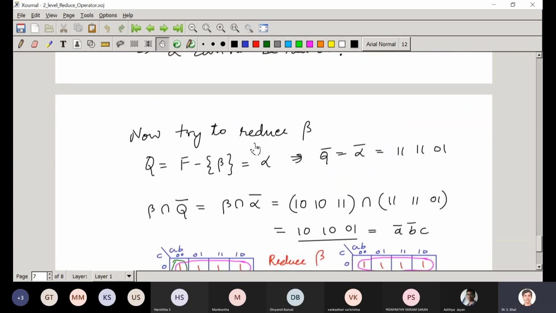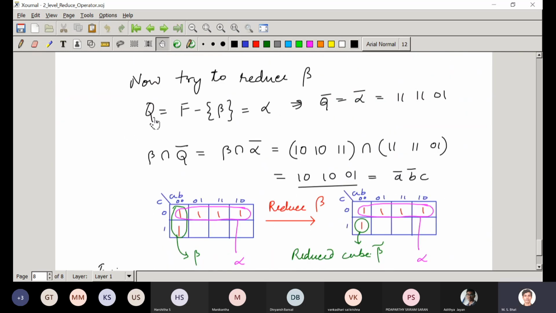Okay, now try to reduce beta. So you find Q which is F minus beta, which is alpha. Q bar is alpha bar. What is alpha bar? This is alpha. Alpha bar is this C. Okay, alpha bar is C. Beta intersection Q bar, which is beta intersection alpha bar, is this intersection with this. This intersection with this is this one single cube. That is A bar, B bar, C.